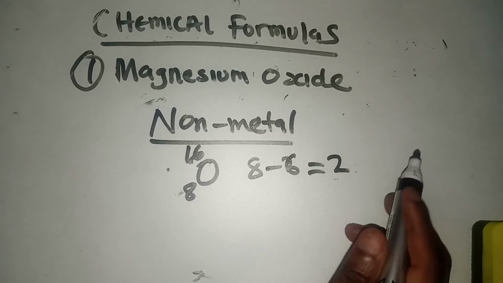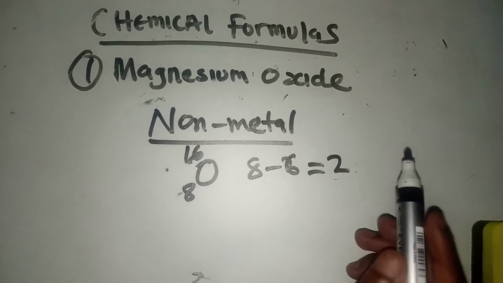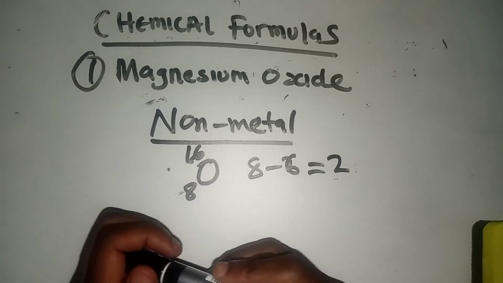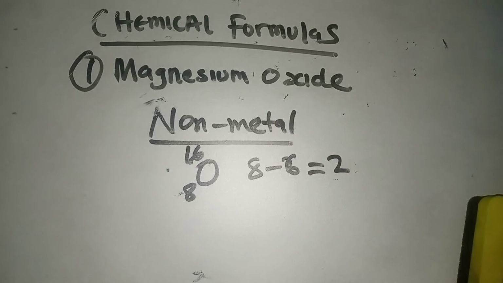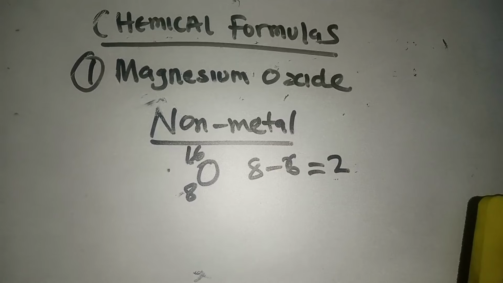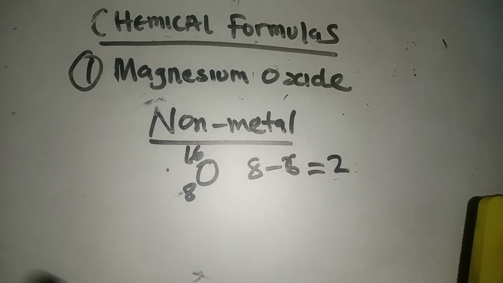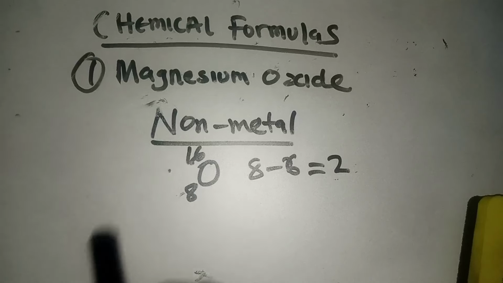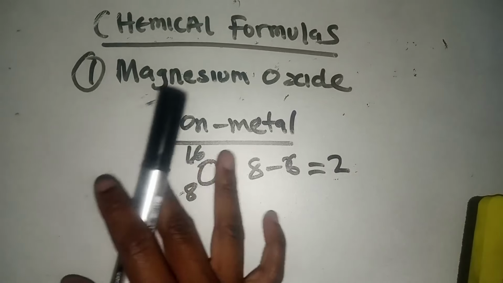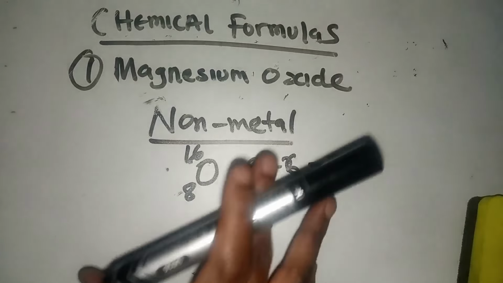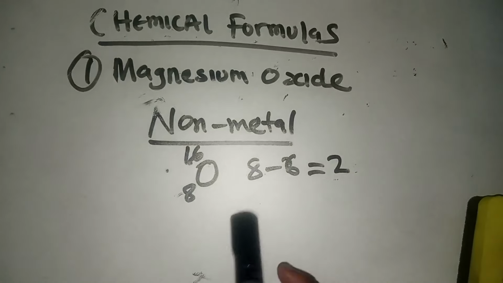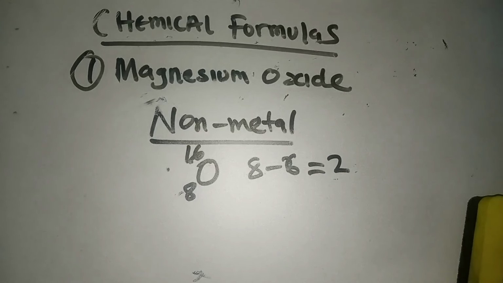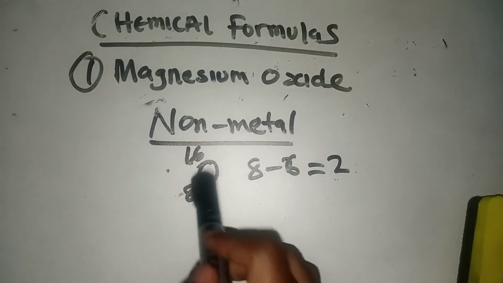Why am I talking about all this? I'm talking about all this so that it will help you when you are writing your chemical formulas. Without knowing your valence number, it's impossible to write formulas of the given compounds or molecules. Knowing the group number and the valence helps you to write the formulas.